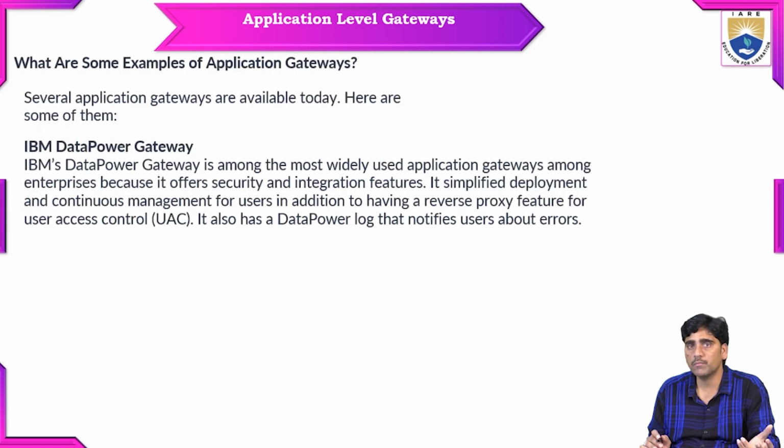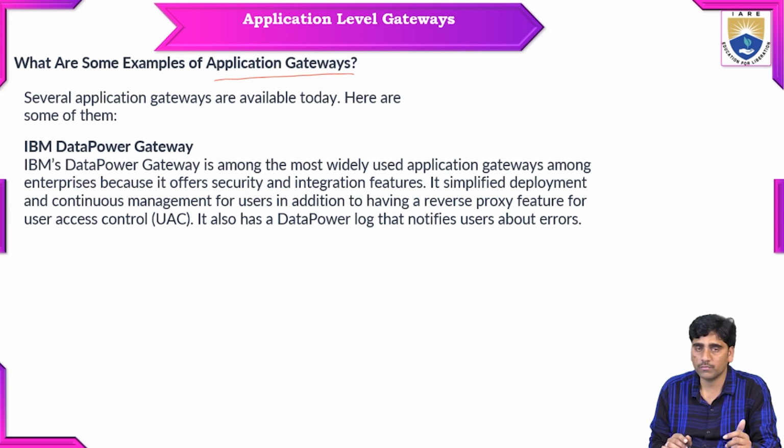What are some examples of application level gateways? Several application gateways are available today. Here are some of them. The first one is the IBM DataPower Gateway.